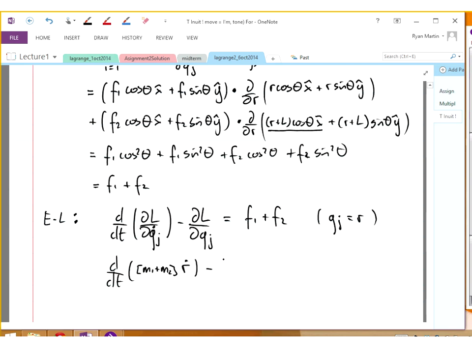So I can actually factor the (m1 plus m2) g sin theta. If it wasn't okay to do it in my head like that, then let me know and I can write it out explicitly.